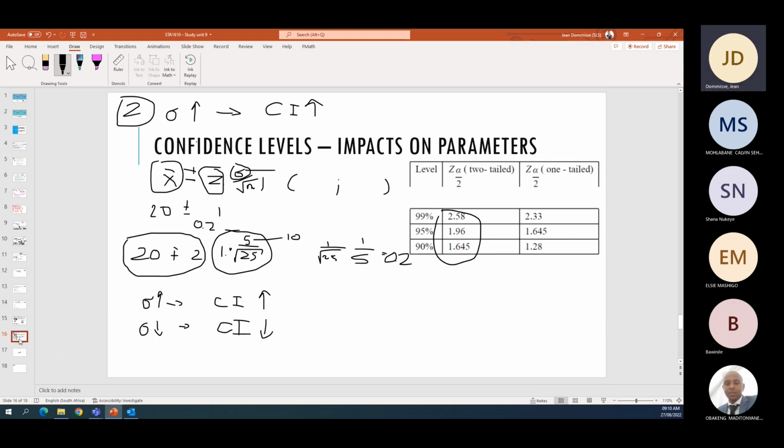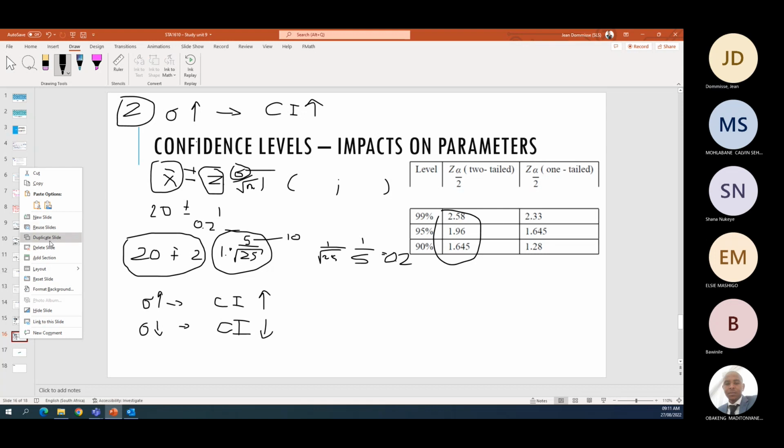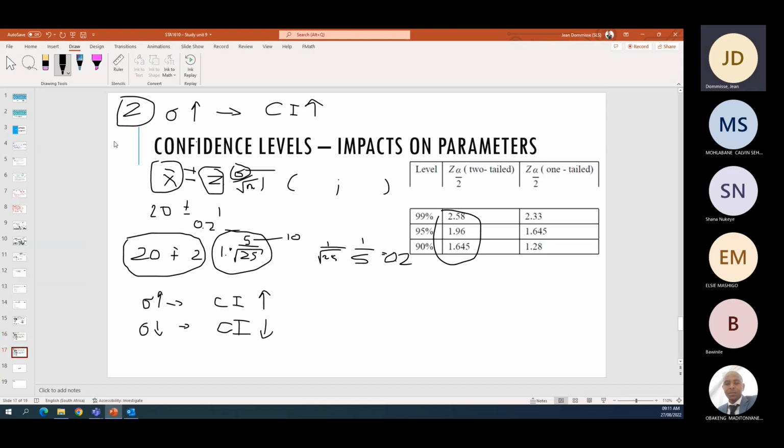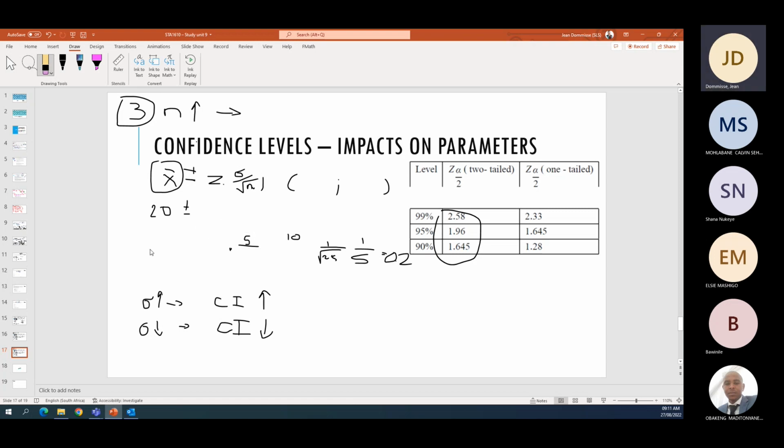Okay, so then the third one that we need to look at is, the third option is what happens with n. So if your sample is being changed. Okay, so let's see if we can quickly just do all of that, take it out.